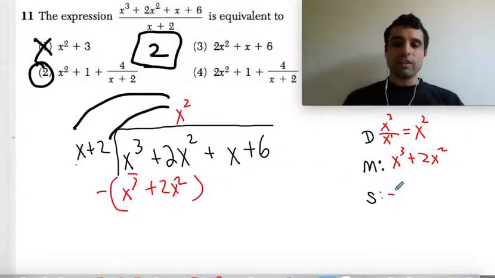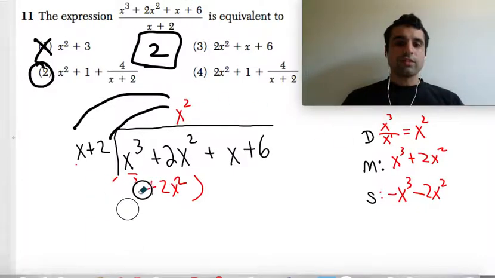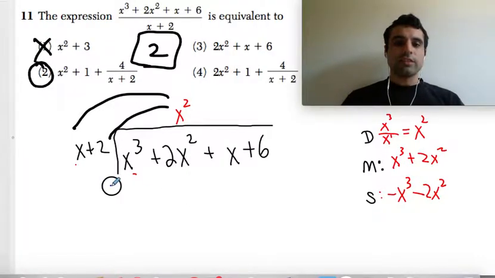So it really becomes negative x cubed minus 2x squared when you distribute the negative sign. But you could see here that it's the same thing. Whatever's on the top is the same as what's on the bottom. So they're going to cancel out whether you distribute the negative sign or not, because x cubed plus 2x squared minus itself will cancel out, so there's nothing left.